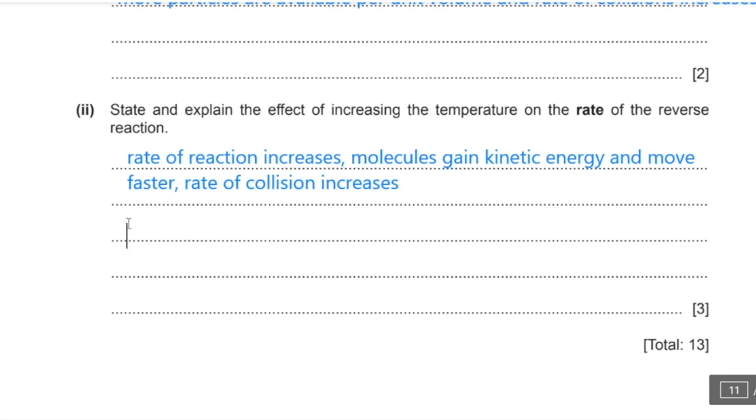And a greater proportion of molecules has energy which is greater than the activation energy, which leads to successful collisions.